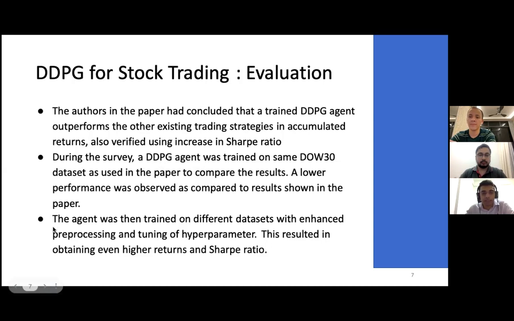The agent was then trained on different other data sets with enhanced preprocessing or tuning of hyperparameters. And then I found that the results on this hyperparameter tuned or highly preprocessed data set are even better than what is given in the paper. So I was able to obtain higher returns and a higher Sharpe ratio as well.